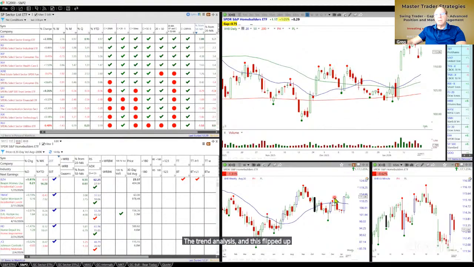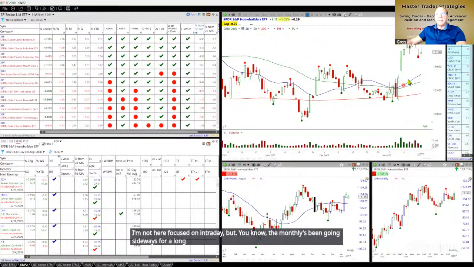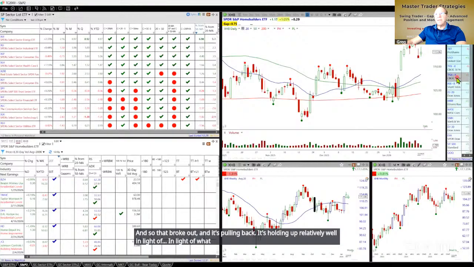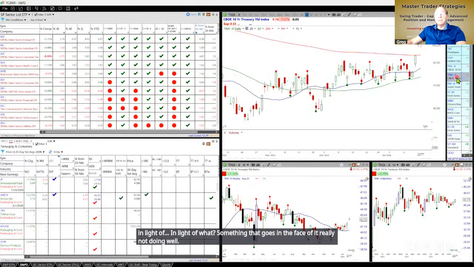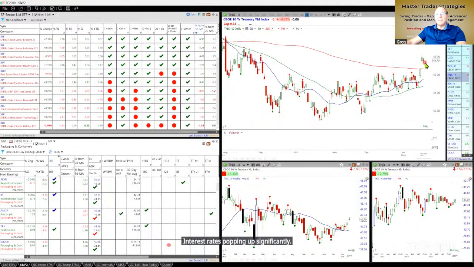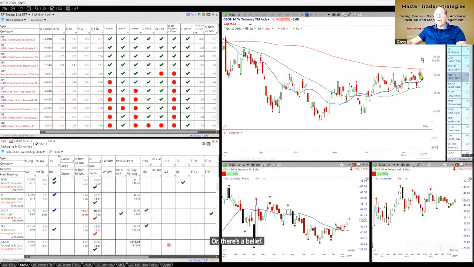in a big way. Look at the weekly chart. Here we're not focused on intraday, but the monthly's been going sideways for a long time. And so that broke out and it's pulling back. It's holding up relatively well in light of what? Something that goes in the face of it really not doing well: interest rates popping up significantly as they did yesterday. So they've been bottoming. And this happens either because of inflation, which has been coming down according to the government, or there's a belief that the economy is going to grow.